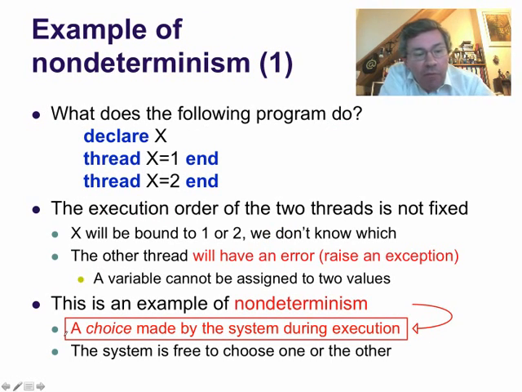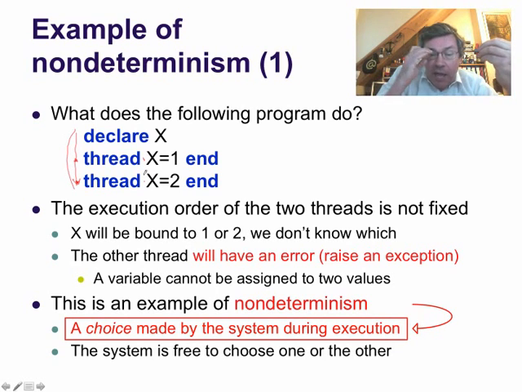So here's an example of a non-deterministic program. Declare x, and then I have two threads, one doing x equal 1 and the other one doing x equal 2. Now, I do not know the relative execution order of these two threads. I know that the first thread will be created before the second one because the two thread creations are done in the third thread, but I don't know what's going to happen with the two bindings x equal 1 and x equal 2.